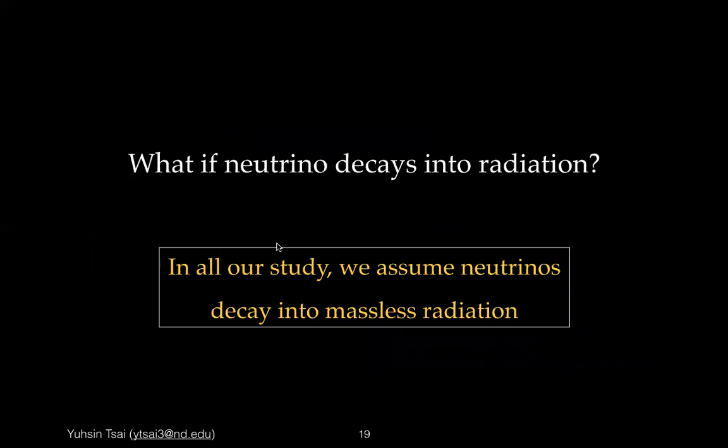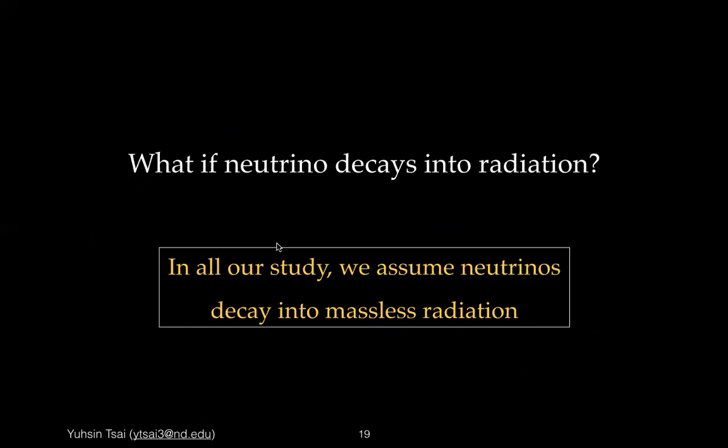Okay, so now what if the neutrino decays into radiation? How would that change the structure formation? For all the analysis I'm going to show you, we are going to assume the neutrinos decay into massless radiation.